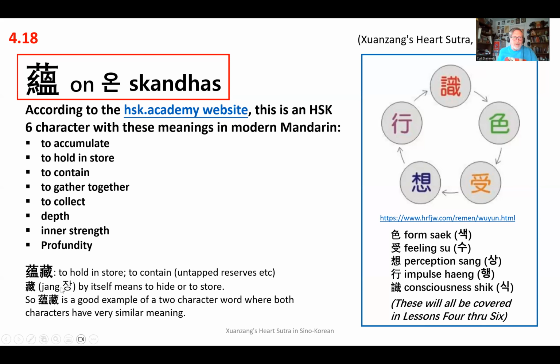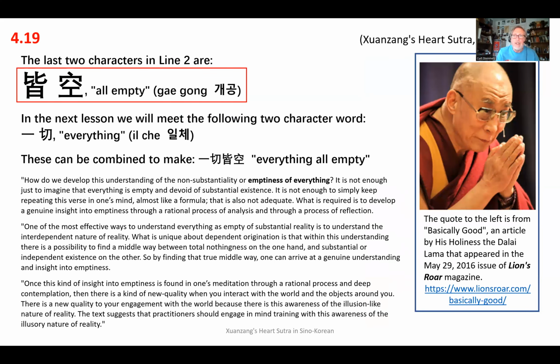And these are some other places where the word shows up, which I'm not going to spend any more time on. And now we come to the last 2 characters of this line, revisiting them again, all empty. Now, in the next lesson, we will learn another very interesting two-character combination, ilche, which means everything. And when you combine ilche with gegong, then you get everything all empty. And this is considered one of the most basic teachings of Mahayana Buddhism.